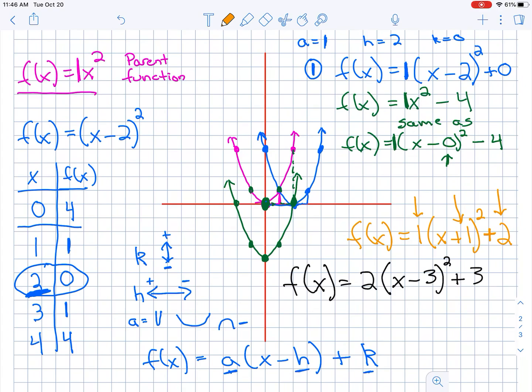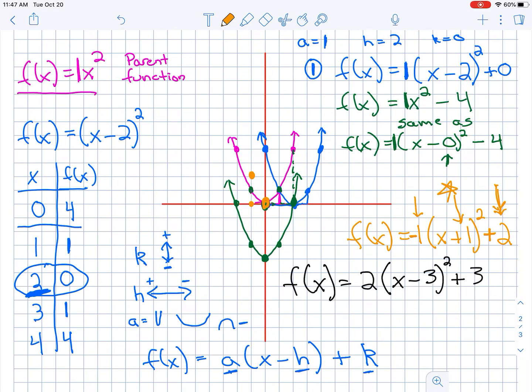So we start in the middle. I'm going to put my orange dot in the middle. I'm going to slide my orange dot. Where does plus 1 send us? Well, remember that one's opposite, so that's going to send me left 1. And then plus 2 is going to send me up 2, so that means the vertex for this one is right there.